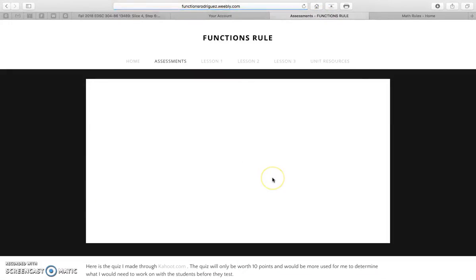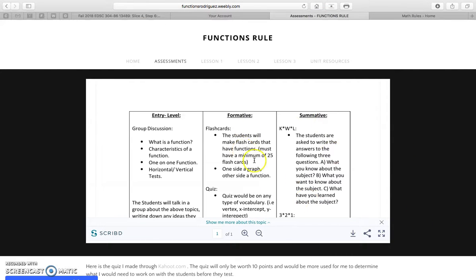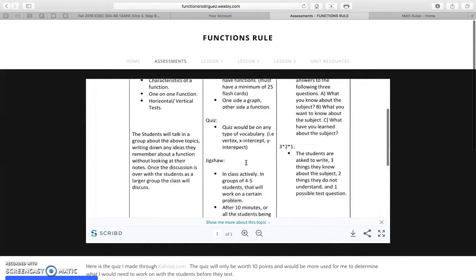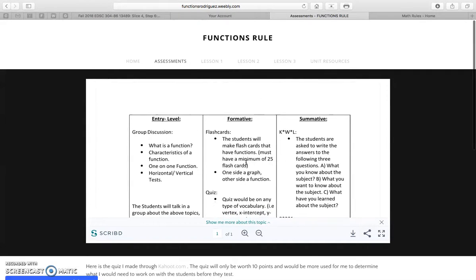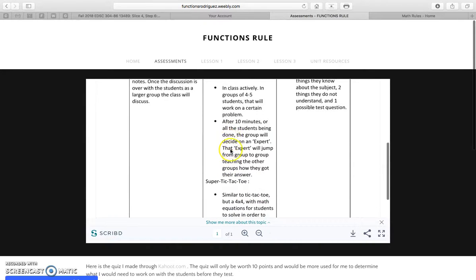Let's go ahead and go to the first tab here, the assignments. This is just a brief overview of all the assignments that we're going to be running down inside the classroom and outside the classroom. So you'll have the entry level one, which is the group discussion, the formative, which is the flashcards, the quiz, the jigsaw, and the super tic-tac-toe.